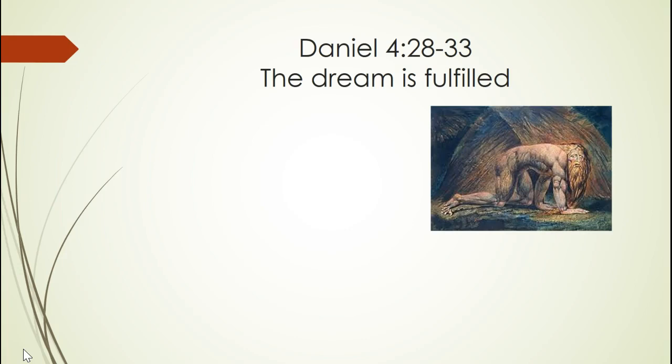Immediately the sentence was fulfilled against Nebuchadnezzar. He was driven away from human society, ate grass like oxen, and his body was bathed with the dew of heaven, until his hair grew as long as eagles' feathers, and his nails became like birds' claws.